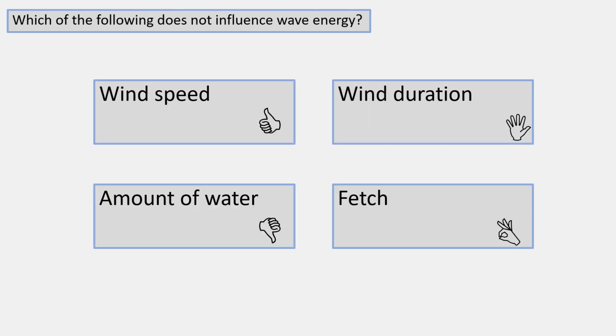So I've got a little quiz for you. Obviously you can't do the hand gestures, so I would suggest writing down the answer you think is correct. Which of the following does not influence wave energy? We've got wind speed, wind duration, amount of water, and fetch. The correct answer you should have written is amount of water.